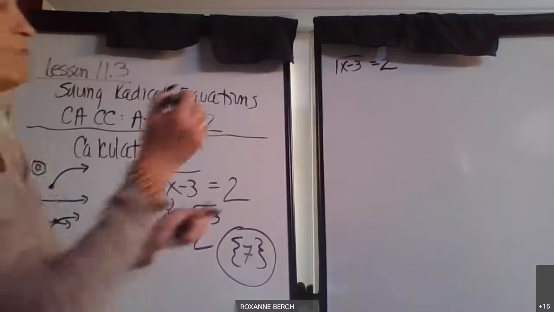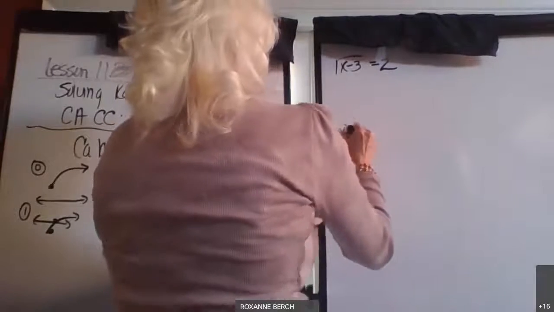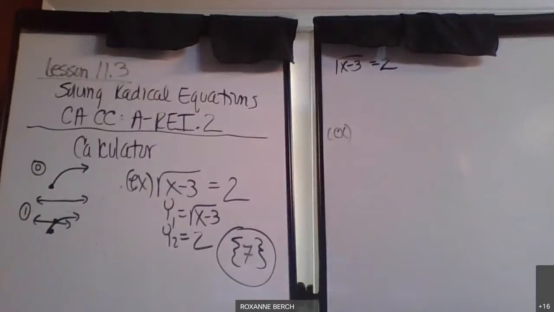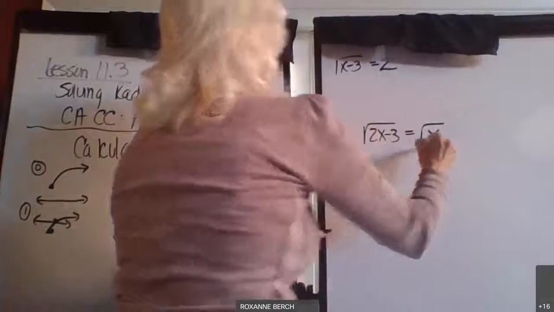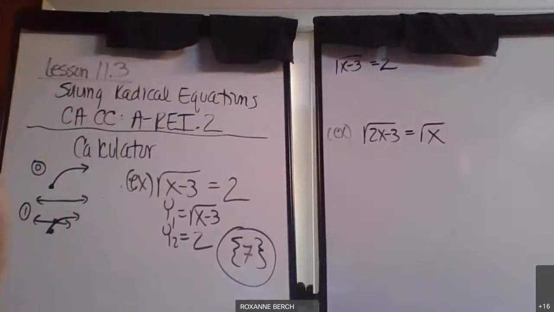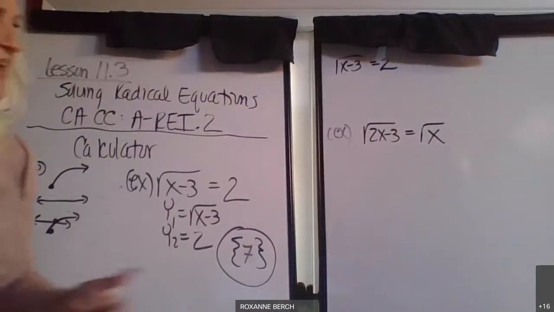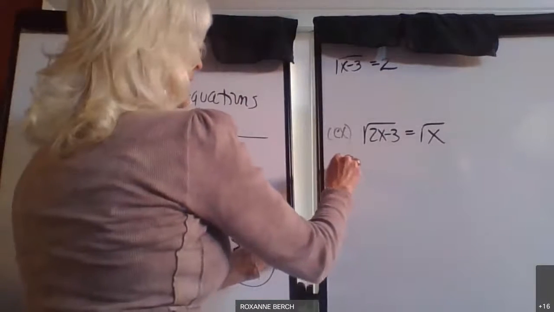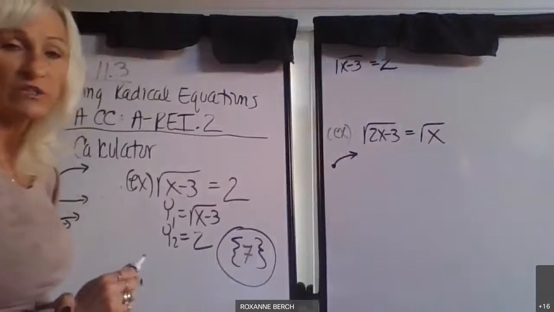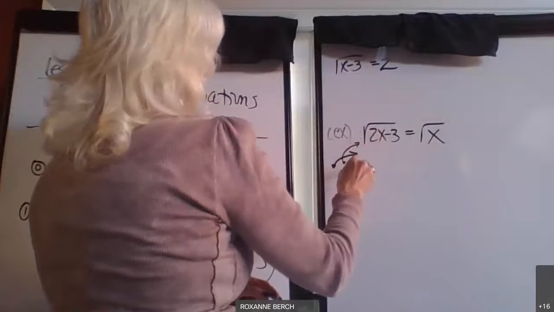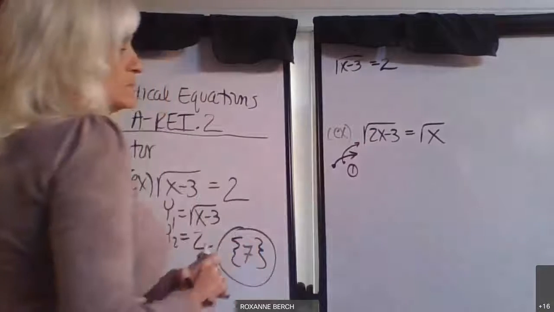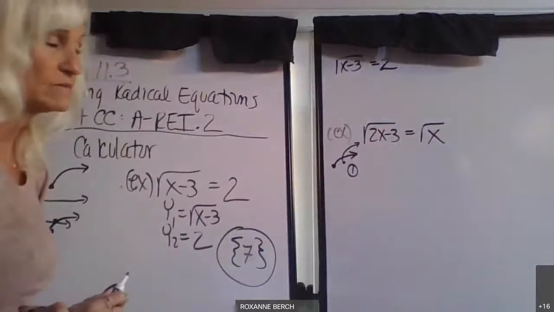Okay, let's do another problem. Let's see if I can see. Okay, this time you have 2 radicals. And so just to think about what's going on here, how many times can these intersect? I'm not sure, but I'm thinking once or maybe not at all.